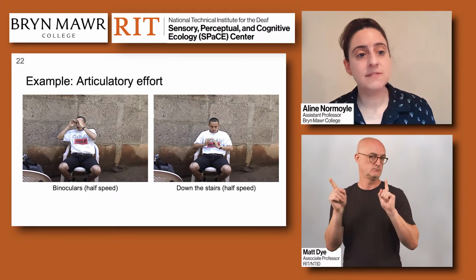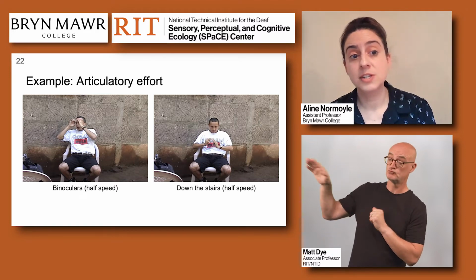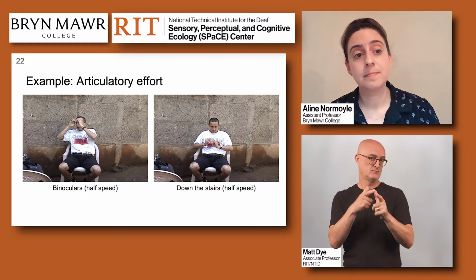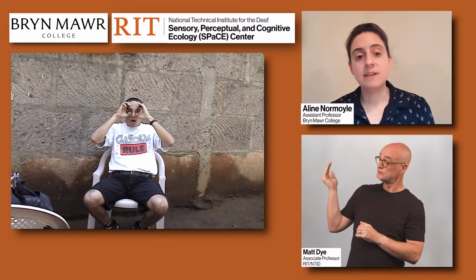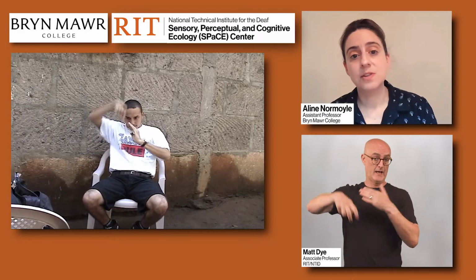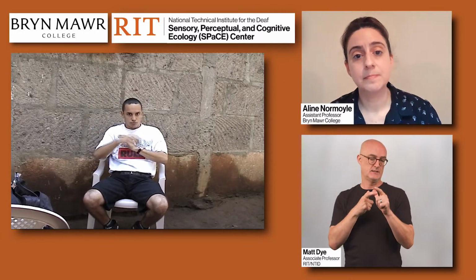So on the left, we have the sign for binoculars, shown at half speed. And on the right, we have the sign down the stairs, also shown at half speed.